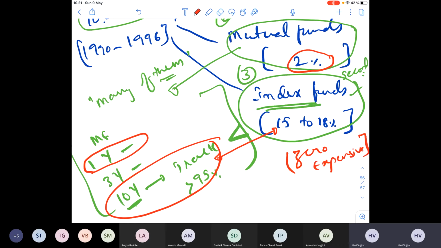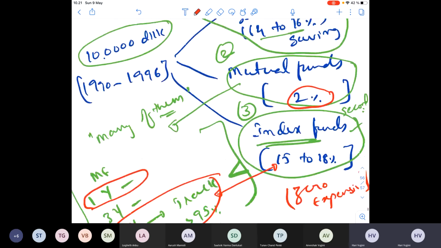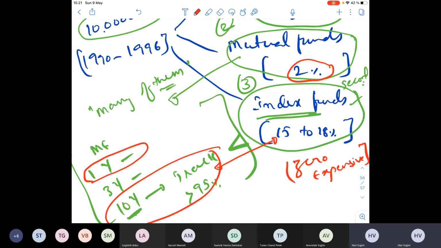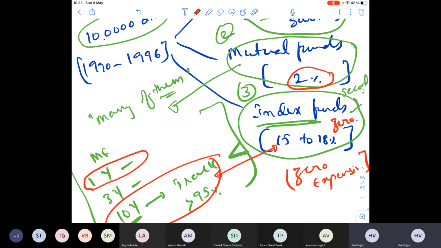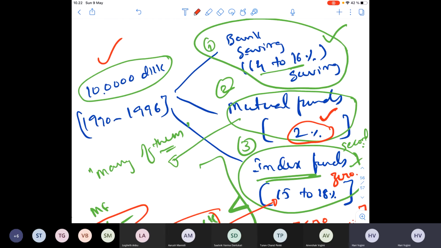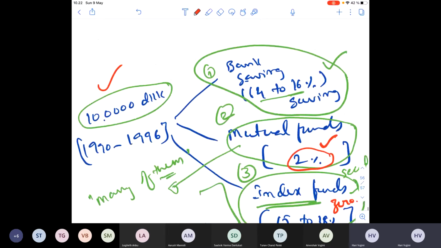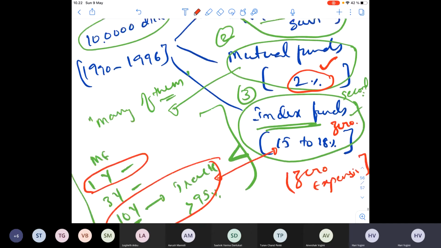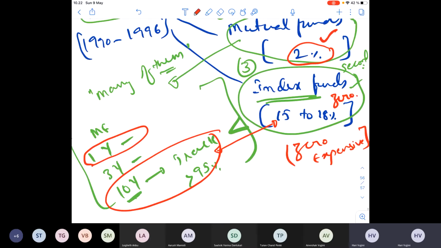Expense ratio is a term you need to remember. Expense ratio is how much a given instrument costs me to manage. So in an index fund, it's almost zero cost. A mutual fund's expense ratio is 2%, so you have to pay them 2% in order to invest your 100,000 crore. The banks, you don't need to pay, because the bank is paying you in return.